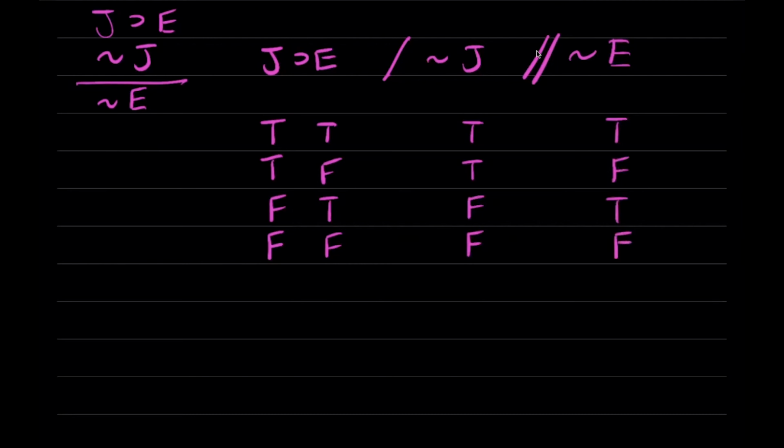Okay, now we need to complete the truth tables for each of these statements. Starting over here on the left, J implies E. That's only going to be false if J is true and E is false. That happens right here. In all the other rows, you're going to end up with a true statement. And I'll circle that to indicate that that's the value that I'm interested in for that statement.